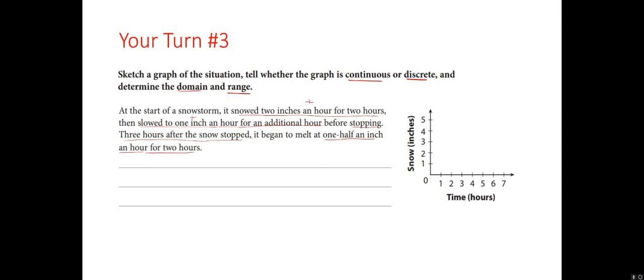So it started decreasing right there. So you have an increase, and then after the snow, 3 hours after the snow stopped, so for 3 hours, it was doing nothing, flatlined, just like the trucks after they make their delivery in the first example. And then it began to melt. So go ahead and graph it. Graph it, see if it's continuous or discrete, and talk about the domain and range with your group, and then let's get a general consensus.